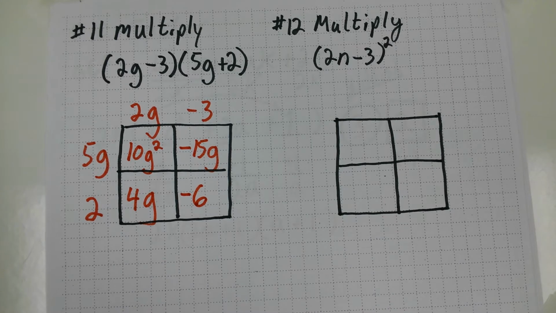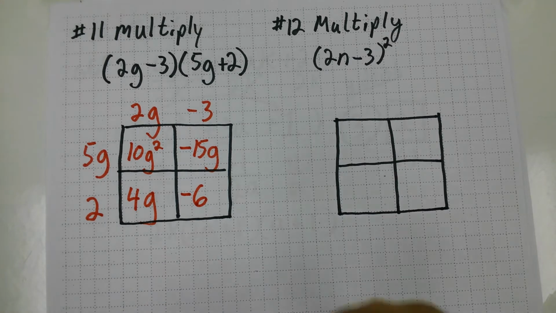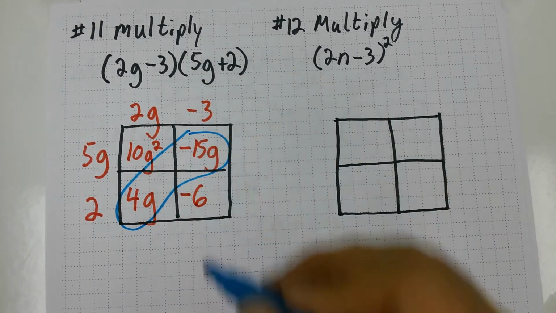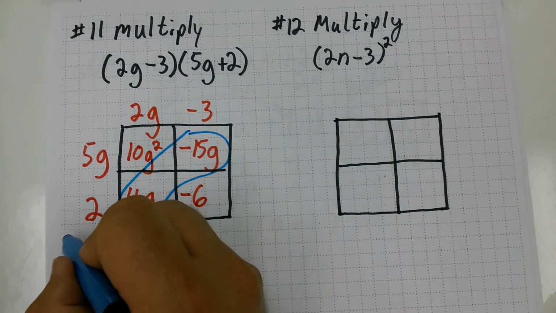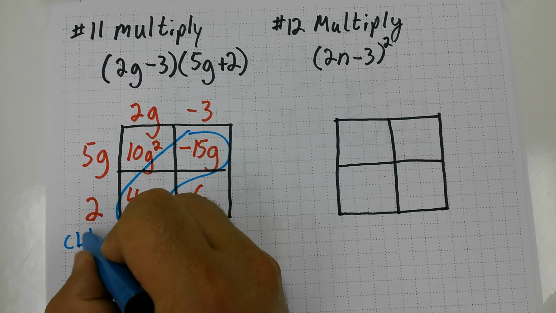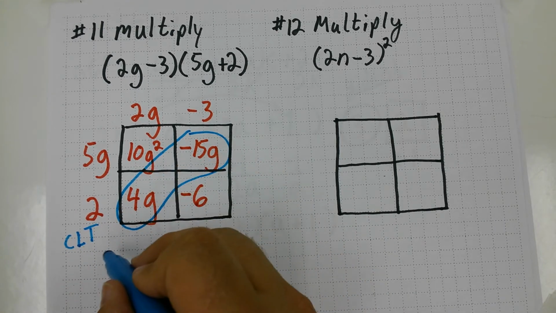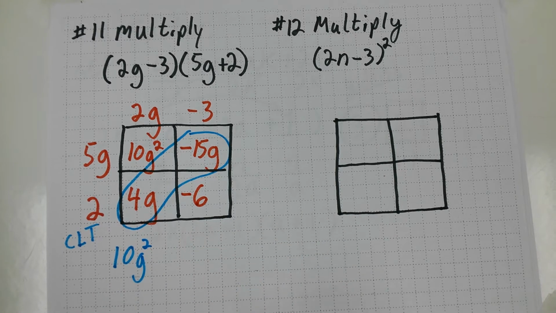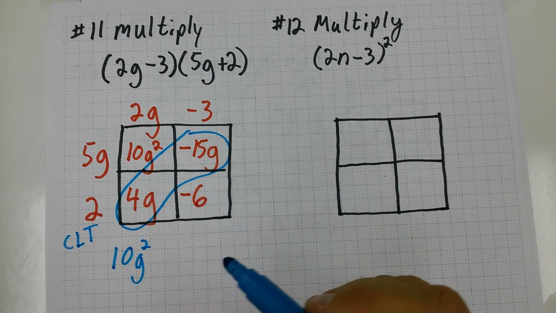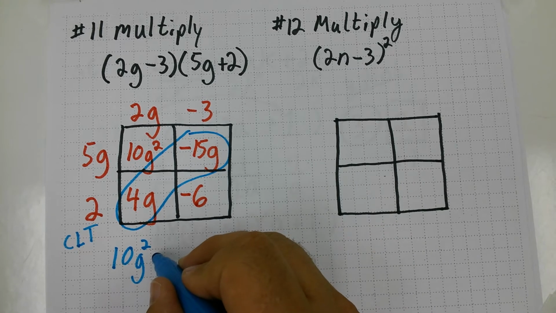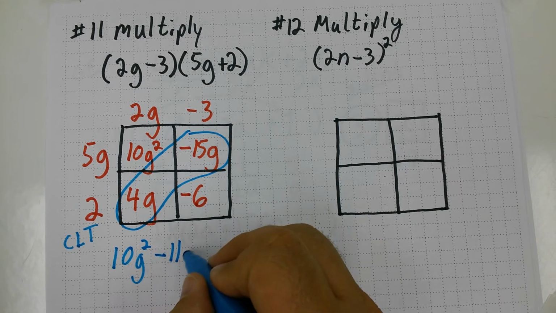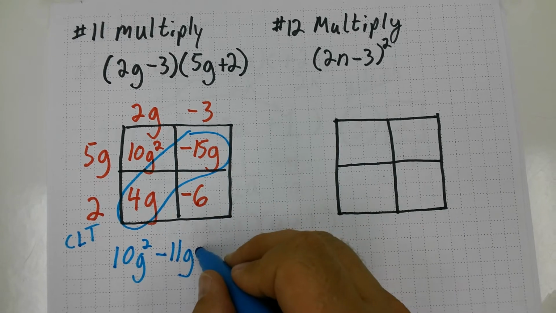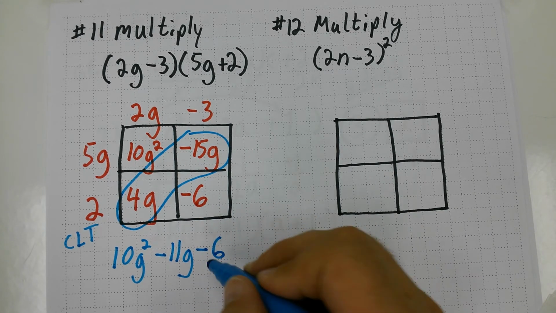Now what happens is that most of the time you can combine like terms on the diagonal, and this happens in this instance. So inside I'm going to combine like terms. I'm done multiplying. The 10g squared has nothing like it, so that comes out. 4g minus 15g gives me a negative 11g. And there's nothing like negative 6, so I bring down minus 6.